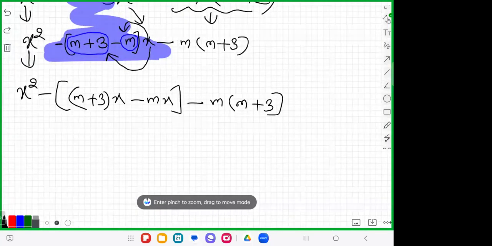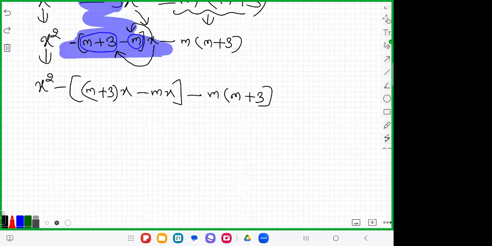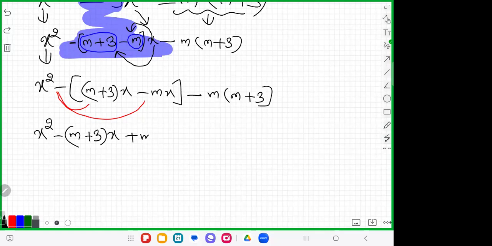Now there is a negative, so we need to distribute the negative. Negative into positive is negative, negative into negative is positive. So the next step you can write x square minus m plus 3 into x, minus into minus plus mx. Multiplying with negative, negative into m plus 3x is negative m plus 3x. Negative into negative mx is equal to positive mx.